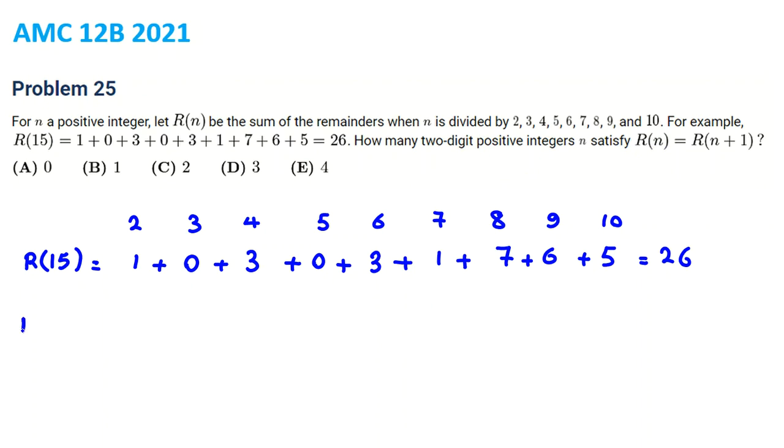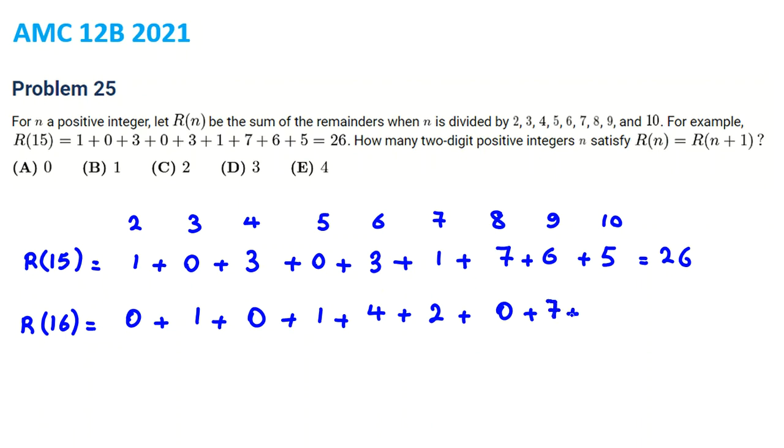Let's check, for example, R(16). Is R(16) equal to R(15)? 16 divided by 2 is 0. Divided by 3 is 1. Divided by 4 is 0. Divided by 5 is 1. Divided by 6 is 4. Divided by 7 is 2. Divided by 8 is 0. Divided by 9 is 7, and divided by 10 is 6, so the sum is 21.